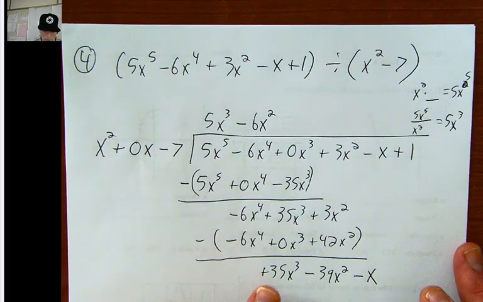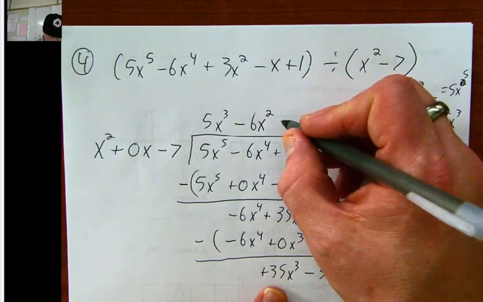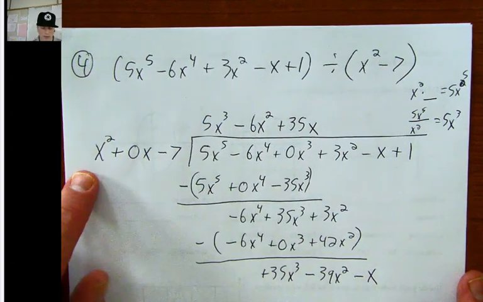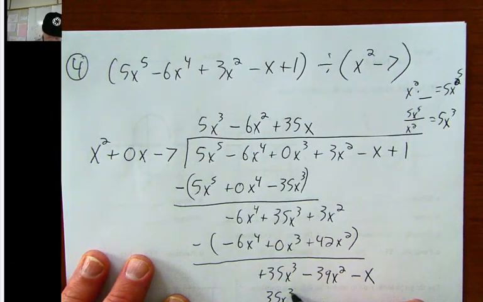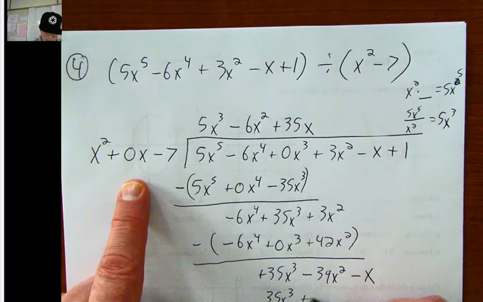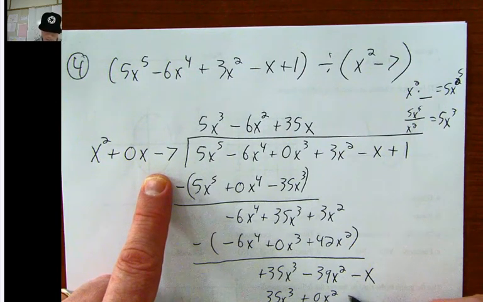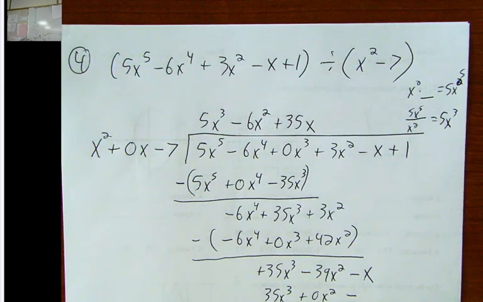X squared goes into 35x cubed, 35x times, because 35x times x squared is 35x cubed. 35x times 0x is 0x squared, and 35x times negative 7. Oh, I know 35 times 7. No, I don't. Yes, I do. 70, 210, 245. 245, I think. 35 times 7. Elliot, 245. What? So minus 245x, subtract.